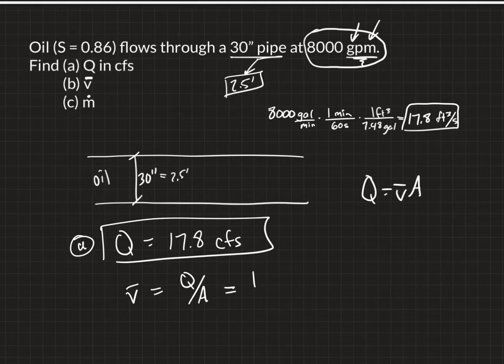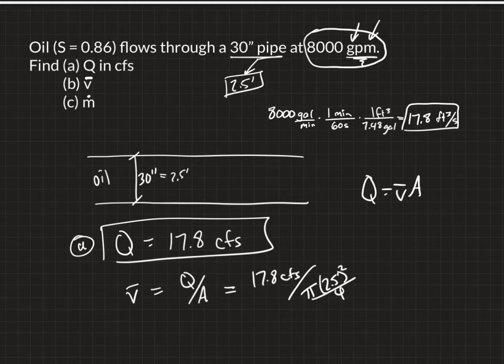And Q is 17.8 CFS. I'm going to divide by the area. The area of a 2.5 foot pipe, you can use pi r squared, or you can do pi d squared over 4. We're more often than not going to do pi d squared over 4, because we're usually given the diameters of pipes, and rather than dividing them by 2 all the time, we're just going to divide the square of it by 4.